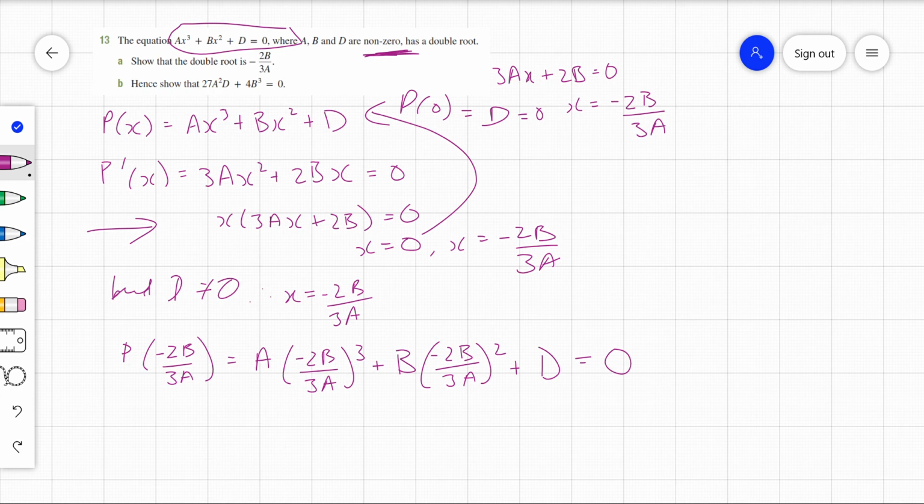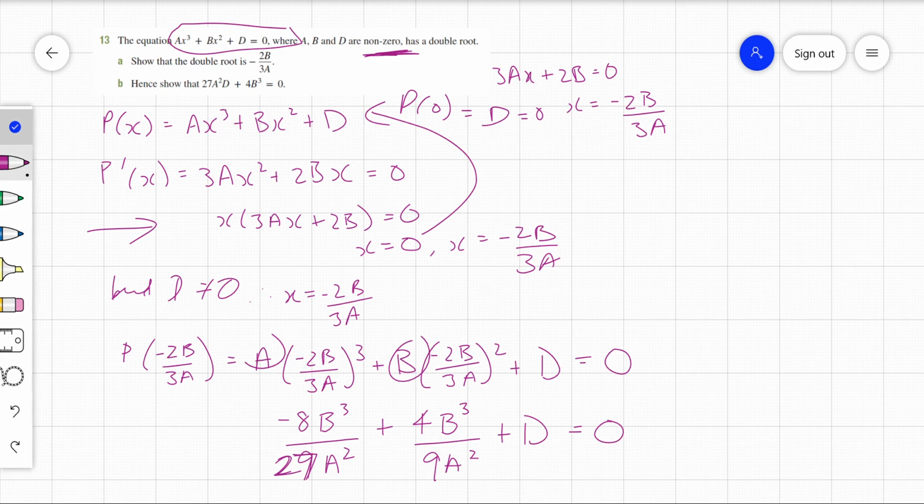So if we have a look here, negative 2 cubed is negative 8, and then we've got b cubed. On the bottom we would have 3 cubed is 27, and then we'd have a cubed, but there's also an a on top, so that's just a squared. If I look at the next one here, negative 2 squared is 4, and I'm going to have b squared, but it's actually b cubed because there's a b out the front. And on the bottom I've got 9a squared. And did I do this one wrong? Yes, because that should be a 27 because that is cubed. Alright, and then I've got plus d equals 0, and I'm going to run out of room, so I'll just move it up here.